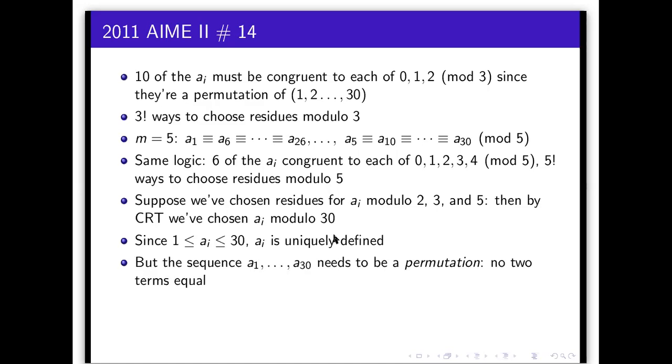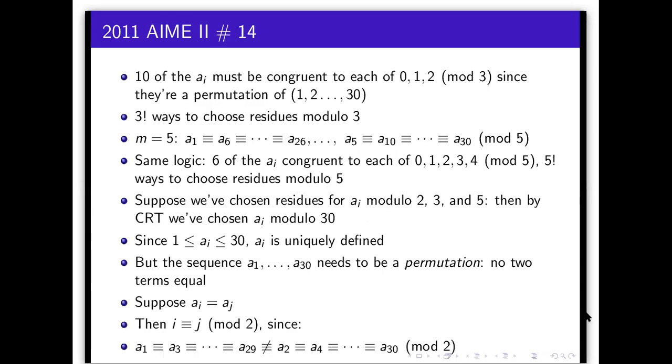But we're not done yet. It might be possible that this sequence isn't a permutation. If 2 terms are equal, then it's not a permutation. And if no 2 terms are equal, then it's a permutation. So let's check when it can be a permutation. Well, suppose that two terms are equal, AI and AJ are equal. Well, I has to be equivalent to J mod 2, because if they're different parities, then A sub I and A sub J have to be different parities by the way we chose.